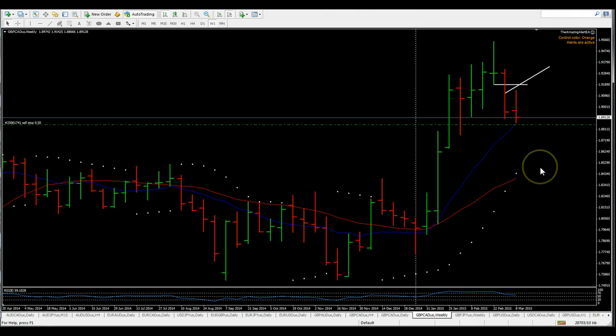By the way, just for time reference, today is March 12th, 2015. It's about 10 minutes after 11 Mountain Daylight Time. But we've got our setup bar right here because we broke the low of our apex bar.